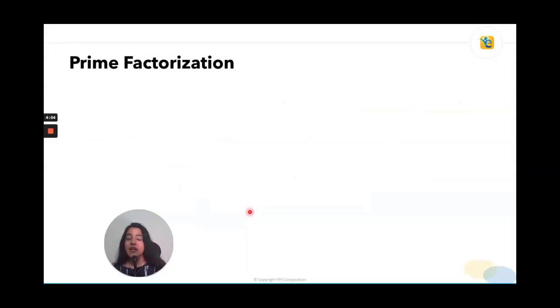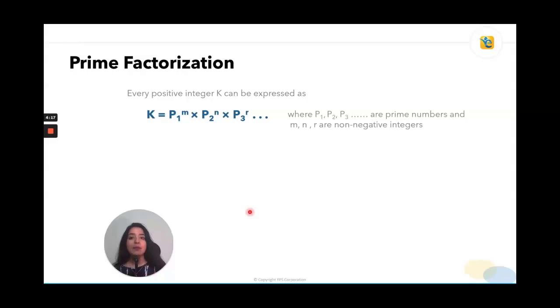Next is a very important part in prime numbers, which is prime factorization. What is this? Every positive integer k can be expressed in this form, where p1, p2, p3 are all prime numbers, and m, n, r, the powers that you see here on top, are non-negative integers. Non-negative means they are not negative, so they can be positive or 0.